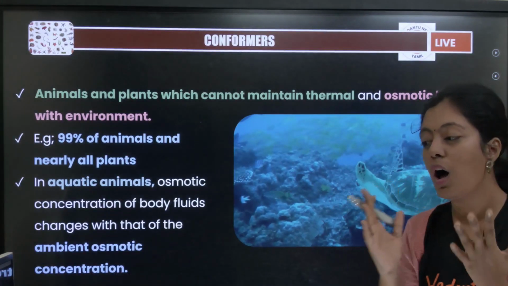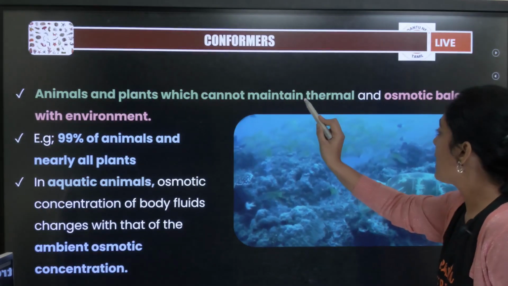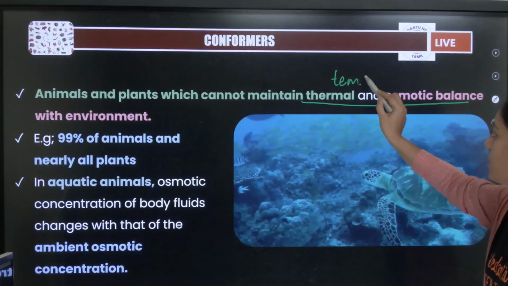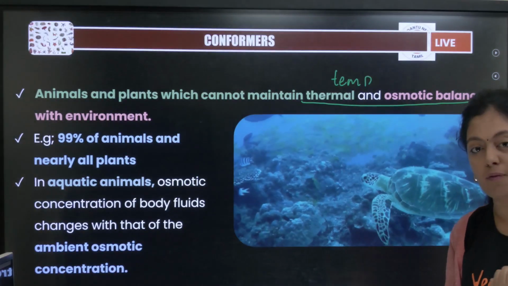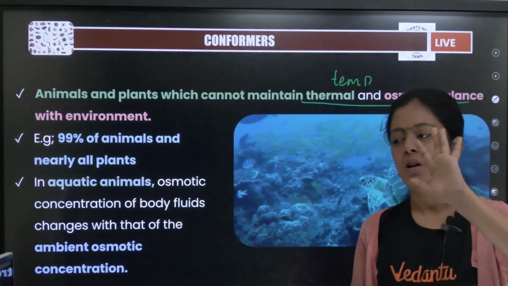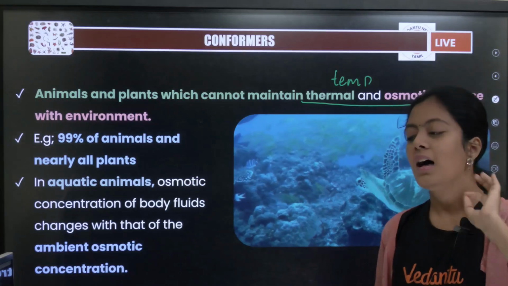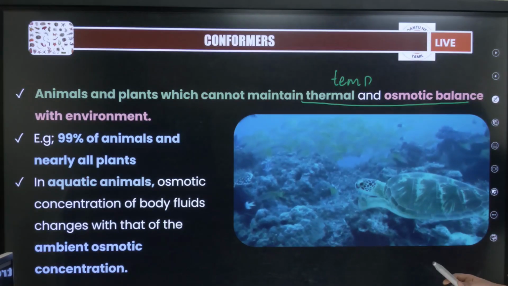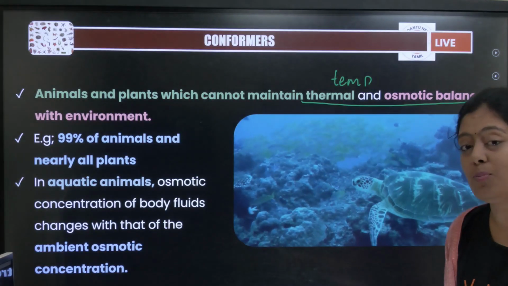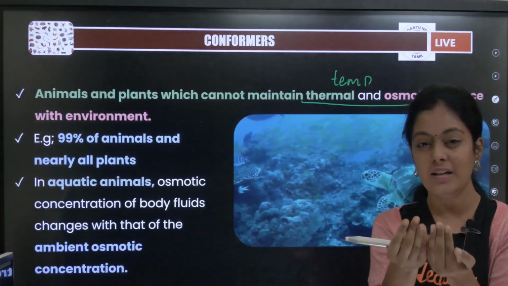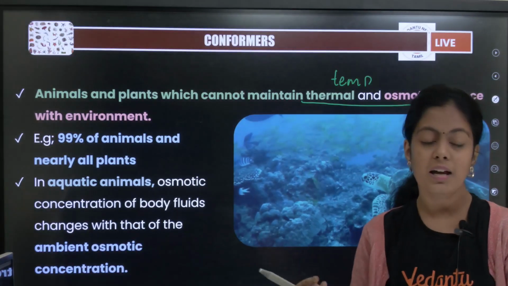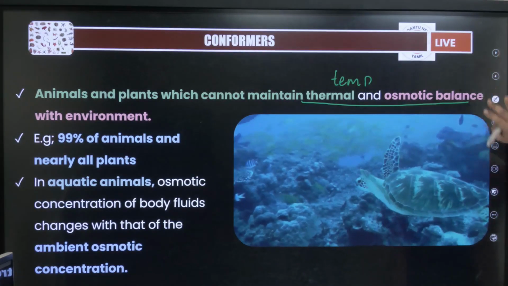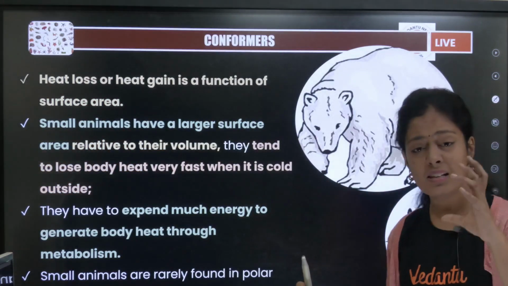Yeah, now let's talk about conformers. Okay, animals and plants which cannot maintain the thermal and osmotic balance. What is thermal, children? Temperature. And osmotic balance with the environment are called conformers. 99% of animals and nearly all plants are basically your conformers. Okay, so in aquatic animals, the osmotic concentration of the body fluid changes with that of the ambient osmotic concentration. My body fluid is the blood or lymph inside my body, correct? So it changes with the surrounding environment, that is what they say. That is conformers.